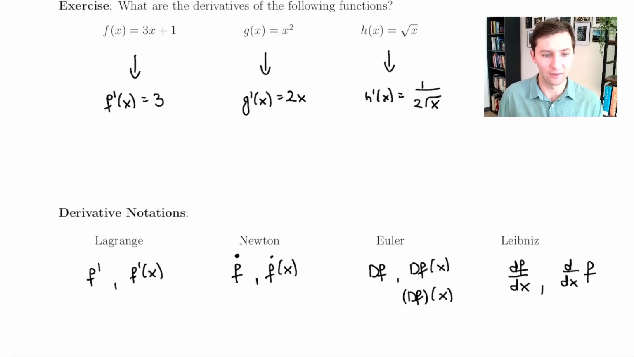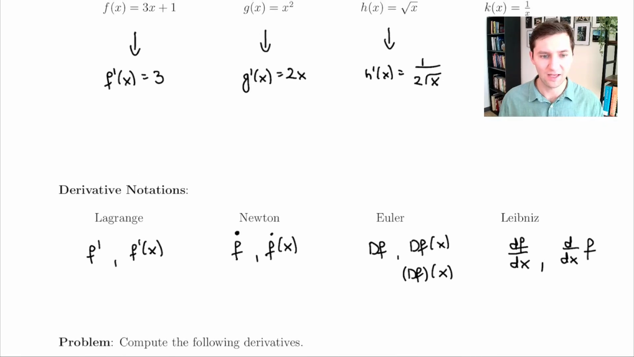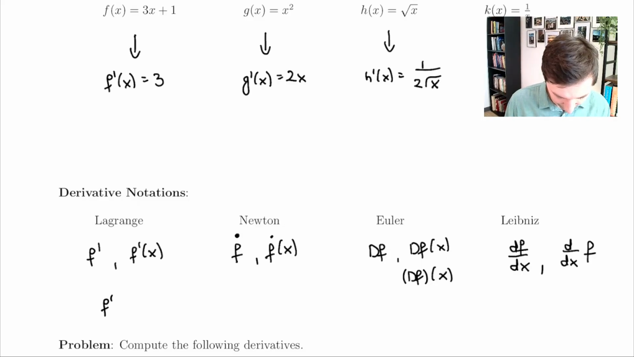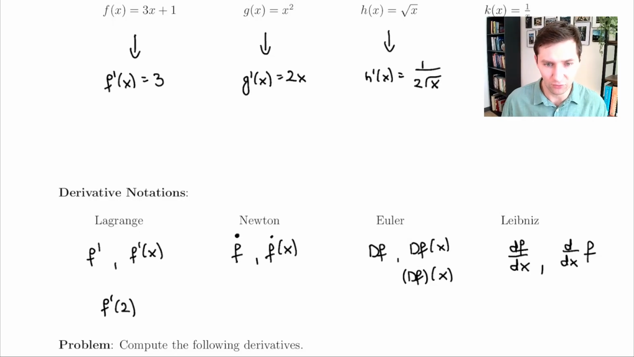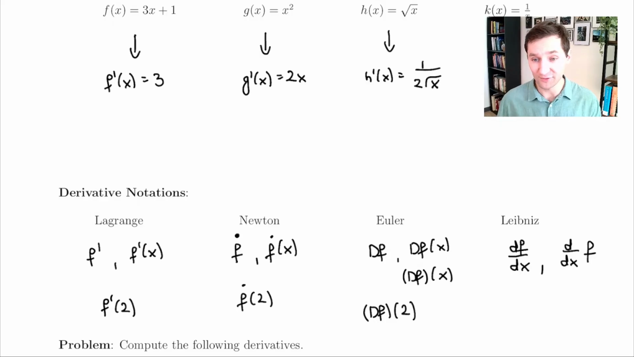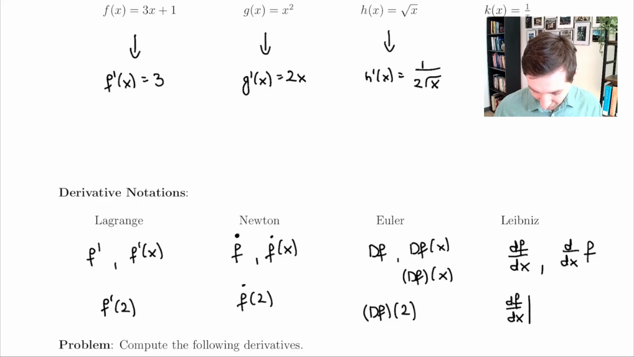If you want to specify that you are taking the derivative at a particular point, this is how you do it. For example, if you want to specify that you take the derivative at x equal to 2, and you want to use Lagrange's notation, you would say f prime of 2. If you wanted to use Newton's notation, you would say f dot of 2. If you wanted to use Euler's notation, you would say Df of 2. And if you wanted to use Leibniz notation, you would say df dx, evaluated at x equal to 2.